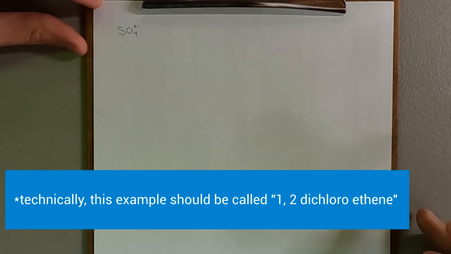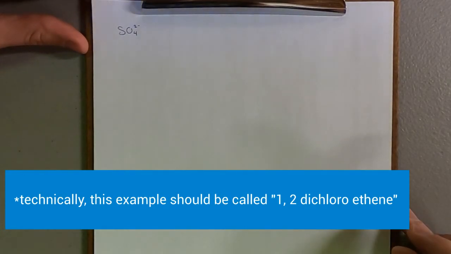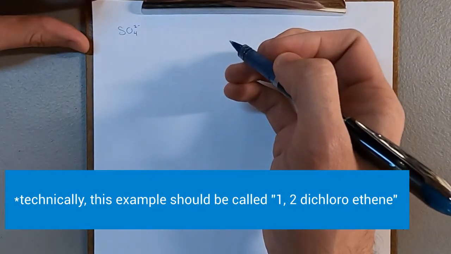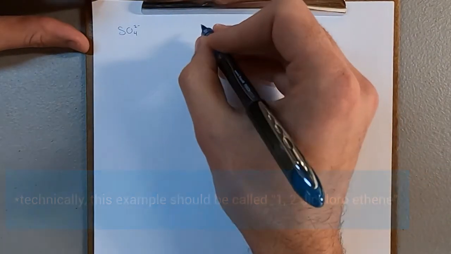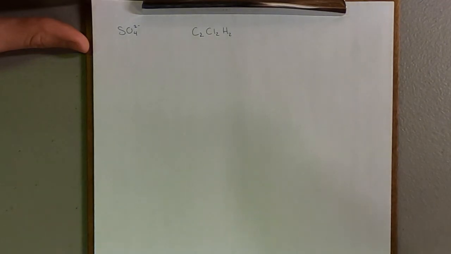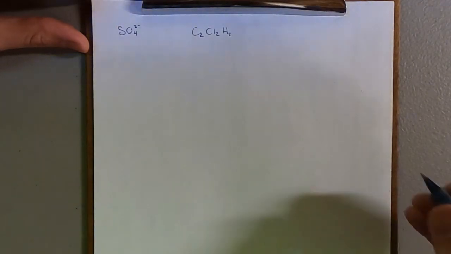Another example is that we'll look at dichloroethene, which is C2Cl2H2. And last, we'll revisit the NO2 with the 1- from earlier, nitrite.